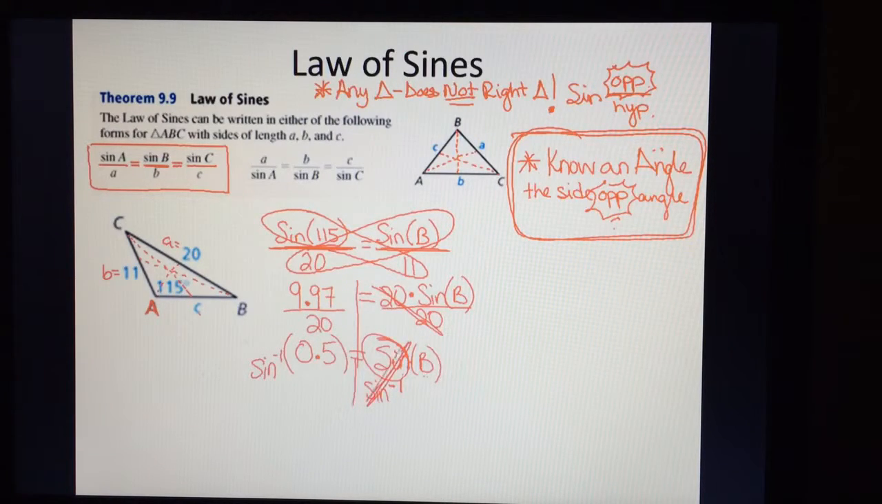This is going to cancel because they're inverses of each other and leave me with just angle B. Here I have to put this in the calculator: sine inverse, remember you have to hit second and then sine, of 0.5. I put that in the parentheses and hit enter, and the calculator tells me that is 30 degrees, because that's talking about an angle. Angle B would be 30 degrees. On this slide, we're just getting an overview of how to set up the proportion, and on the next slide, we're going to do a little bit more with it.